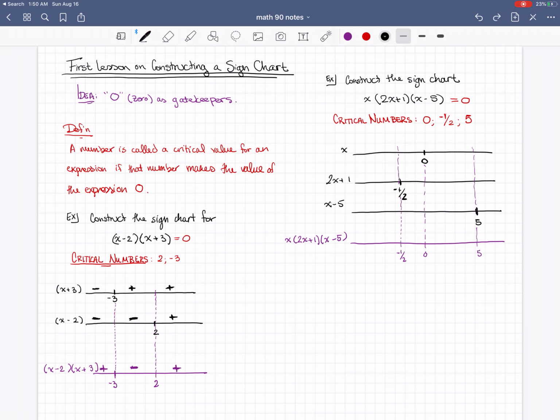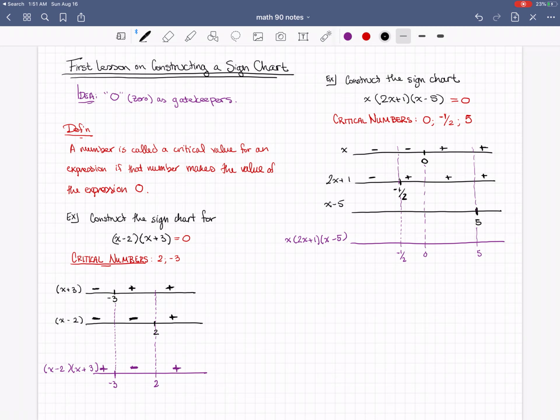So, x. I'm going to do this a little faster this time, and if you need to, slow it down for yourself, so pause and think for yourselves, please do. x is positive for all values that are to the right of 0 on the number line. And x is negative for all values of x that are to the left of 0 on the number line. The same is going to be true for 2x plus 1. 2x plus 1 is positive for all values of x that are to the right of negative 1/2, and 2x plus 1 is negative for all values of x that are to the left.